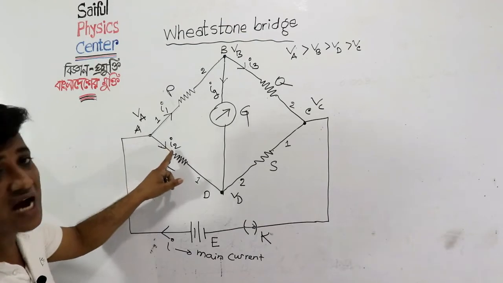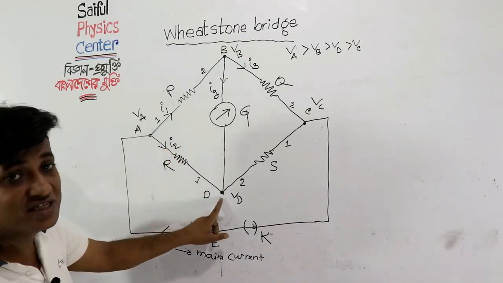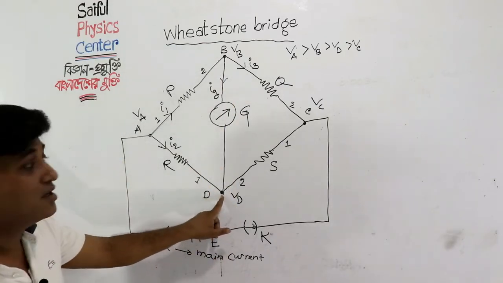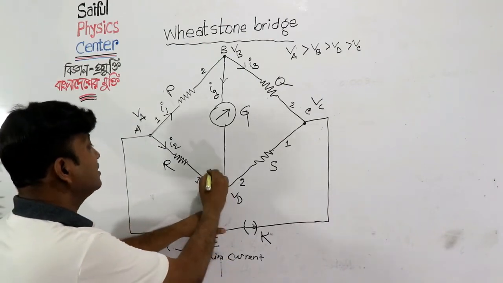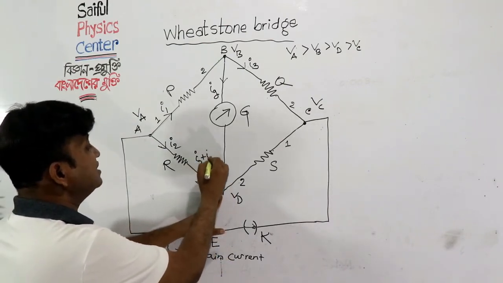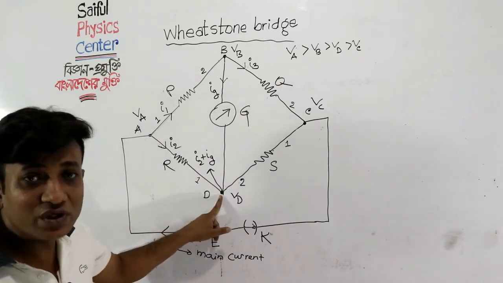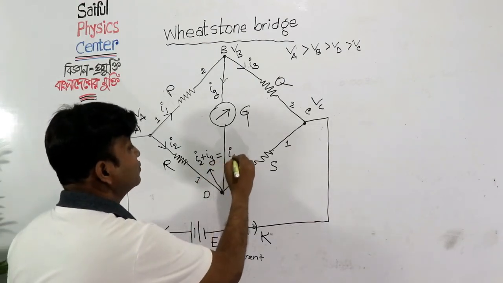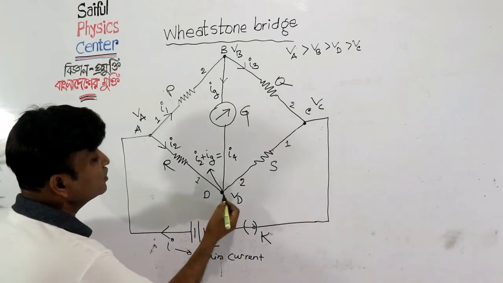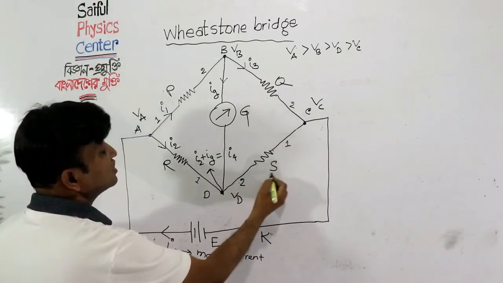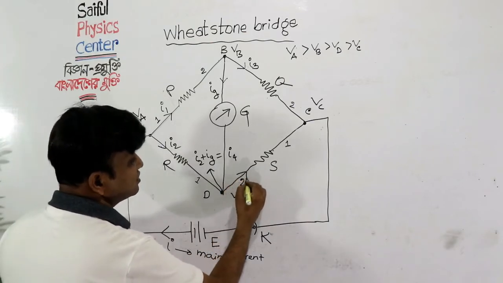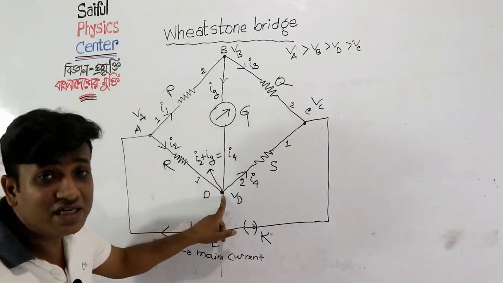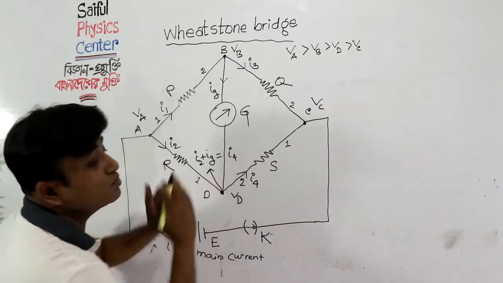Now the current I2 will reach point D. At that time the current IG will also reach point D. So at point D, I2 and IG meet together, and we consider the summation of I2 and IG to be I4. This I4 will flow from D to C across the resistance S. So this current is I4. When the current I4 reaches point C, it will not divide into two paths.